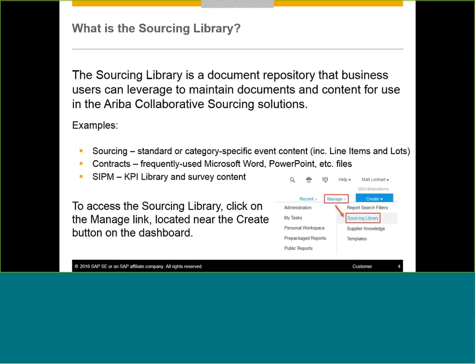And then for SIPM, supplier information and performance management, you really do have multiple uses here. I already mentioned the big one, the KPI library. We'll talk about it in the best practices, but all of your KPIs should be in the sourcing library to start. That creates master KPIs, and that's a big key to using that product to make sure that your reporting data is unified. But you can also use it similar to with sourcing. You can use it to create standard survey content that your users can copy.